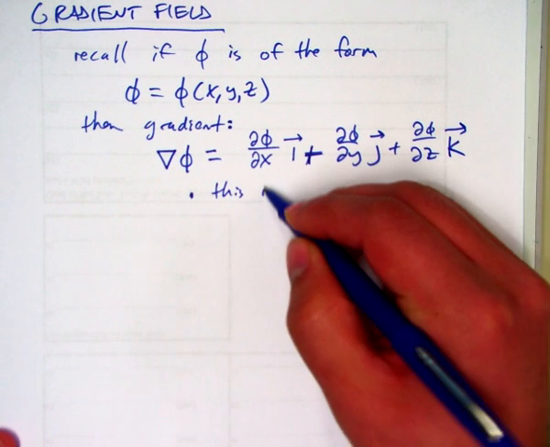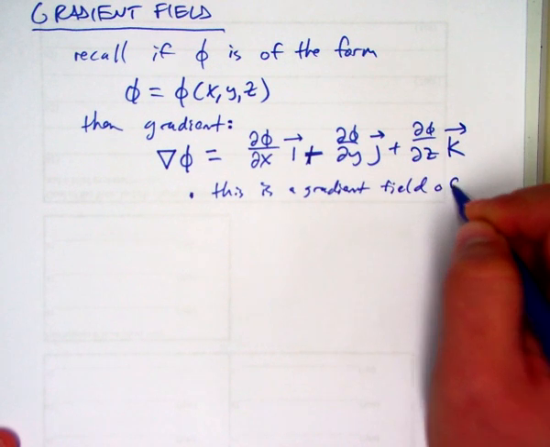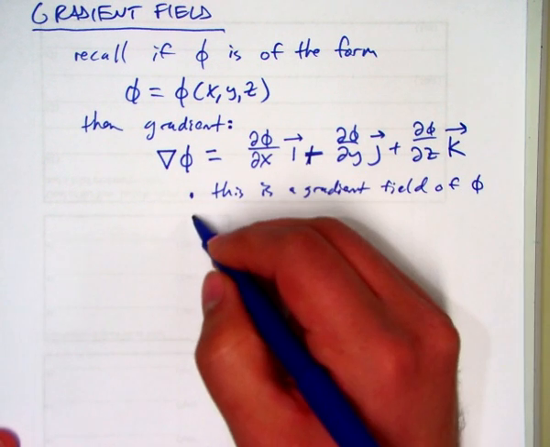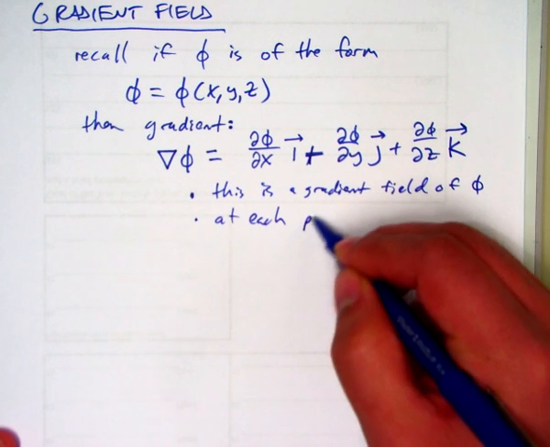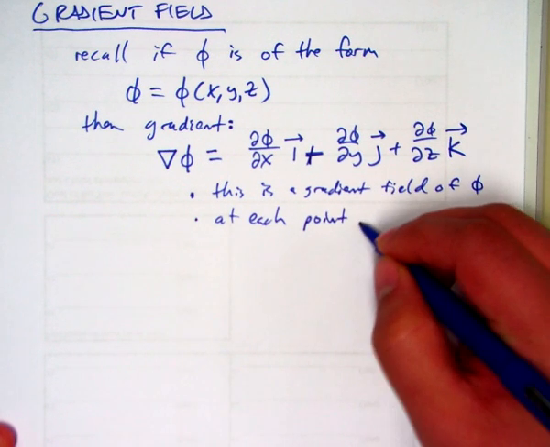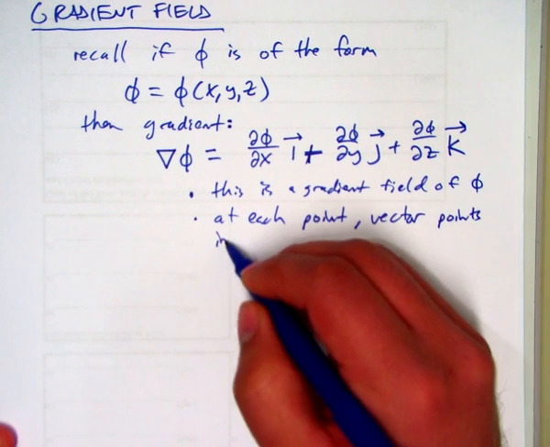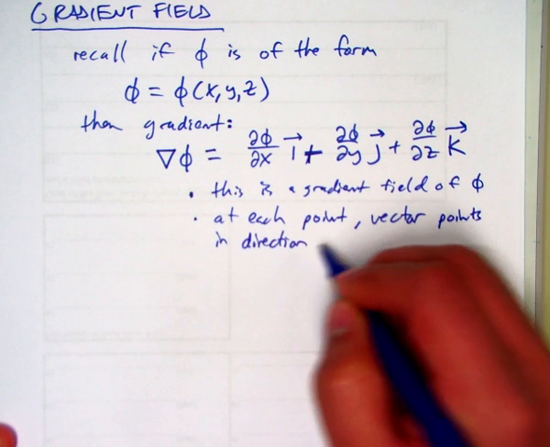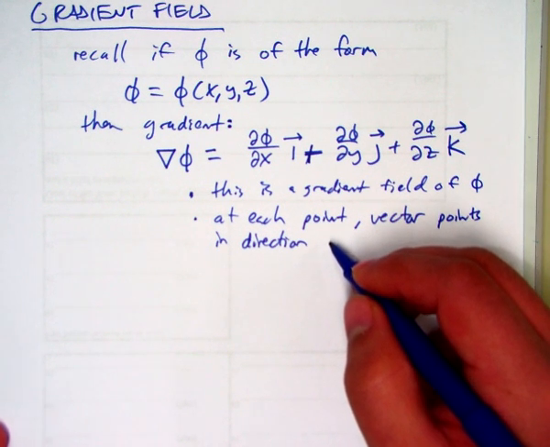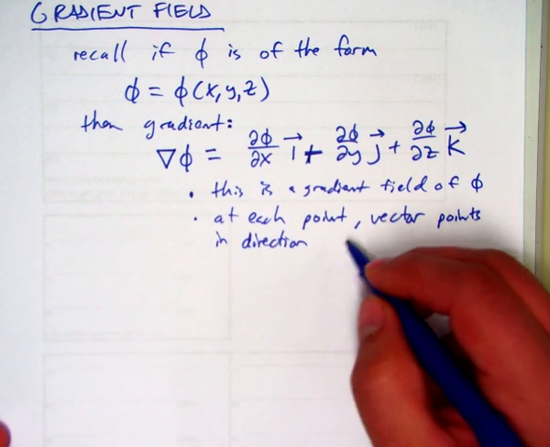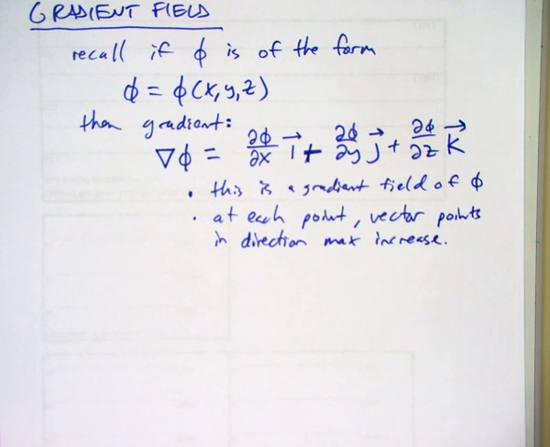So this is a gradient field of the function phi. And at each point, the vector points in what direction? Direction of what? Increasing, yes. There we go. Max increase. That was one of the properties of the gradient, right?